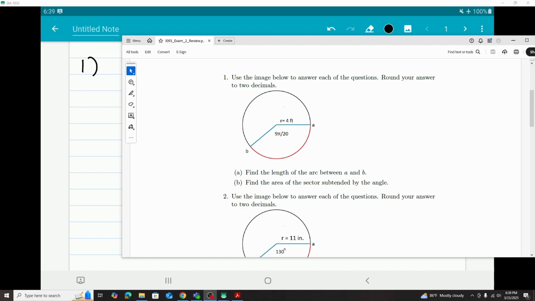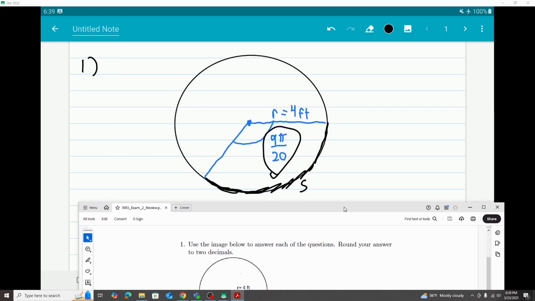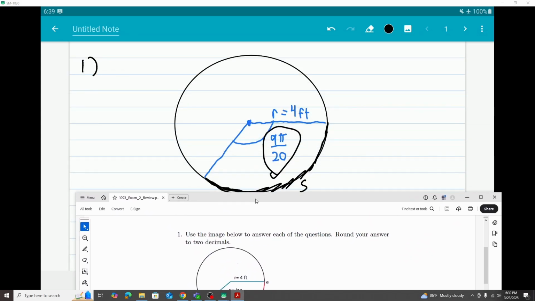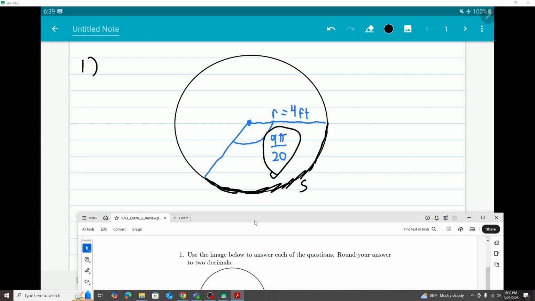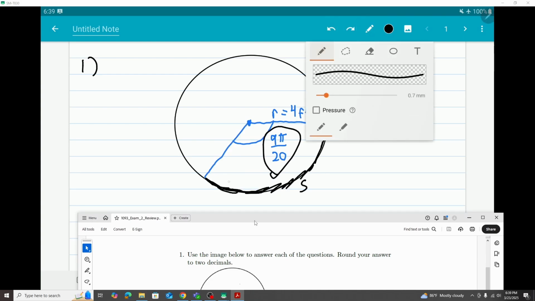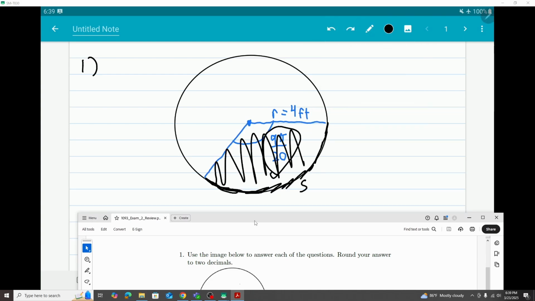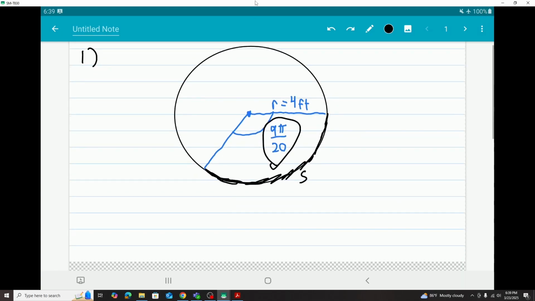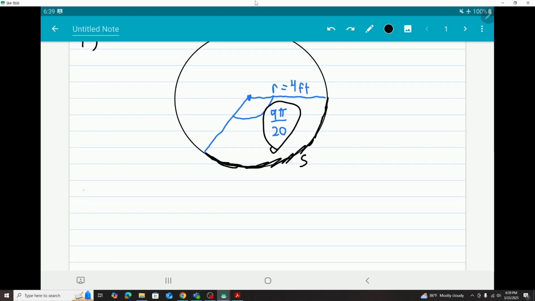Problem number 1. So here it gives us a circle, and it wants us to find the length of the arc. So on my own screen, I've drawn the arc here is S. It's this bolded line. And then find the area of the sector subtended by the angle. So all that means is, what is this area in here, right? What is the area of that little piece of the circle? And so to do both of these, it's not unreasonable at all. And the sector isn't even too bad.